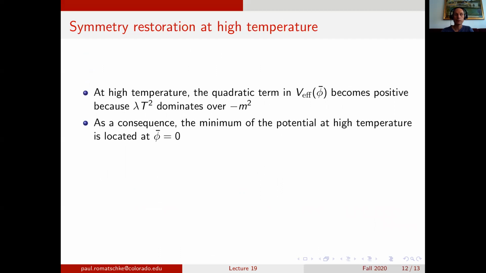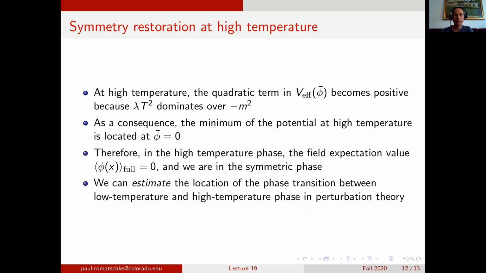So we find that at high temperature, the minimum of the potential is located at phi bar is 0. And therefore, at the high temperature phase, the expectation value of the field is 0, and we are in the symmetric phase. We can do more than this. We can estimate the location of the phase transition between the low temperature and the high temperature phase in perturbation theory.